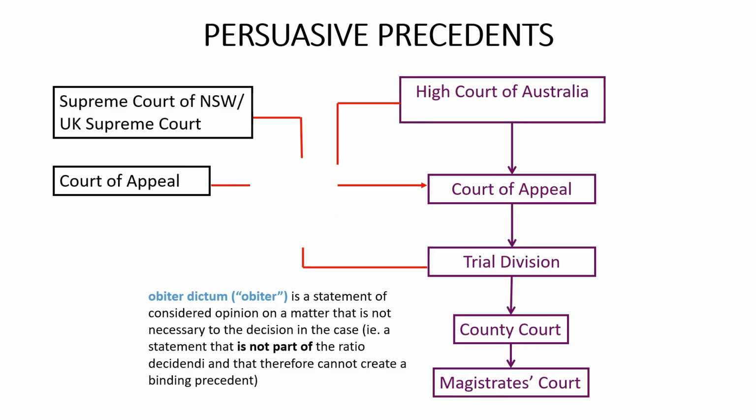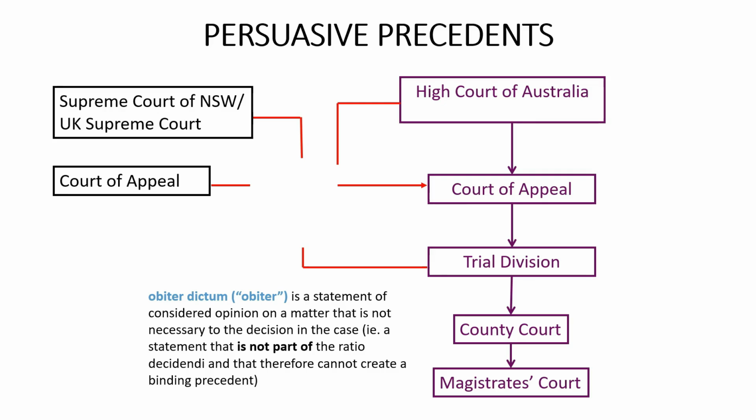The fourth and final situation in which a precedent is a persuasive precedent for a court is where the precedent takes the form of obiter dictum or obiter. As we've already seen, obiter dictum or obiter is a statement of considered opinion on a matter that is not necessary to the decision in the case. Importantly, obiter dicta is not part of the ratio decidendi of a case. Remember that the ratio decidendi is the reasons for the decision of the court in a particular case. And these reasons are the part of the court decision that can be binding.